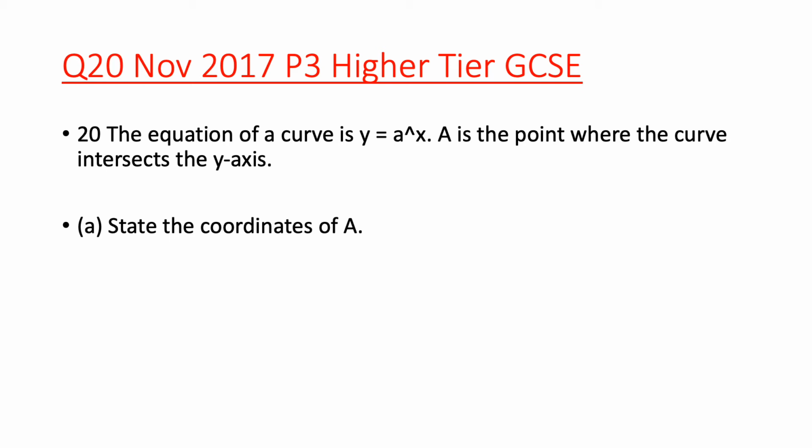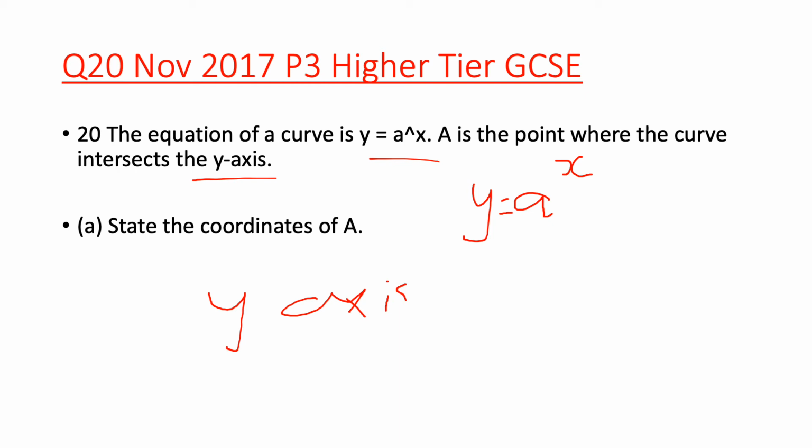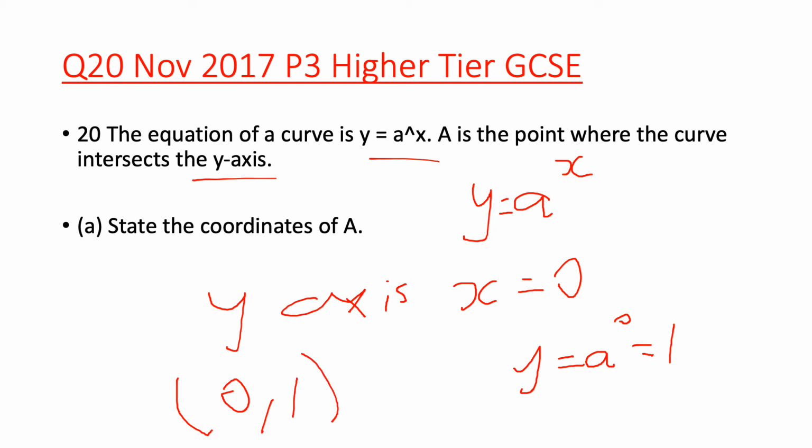Right guys, question number 20. The equation of the curve is in the form y is equal to a to the power of x, and a is the point where the curve crosses the y-axis. The y-axis is when x is equal to 0. Well, when x equals 0, a to the power of 0 is going to be 1, so the coordinates are 0, 1. Remember that anything to the power of 0 is always 1. It doesn't matter what I have.